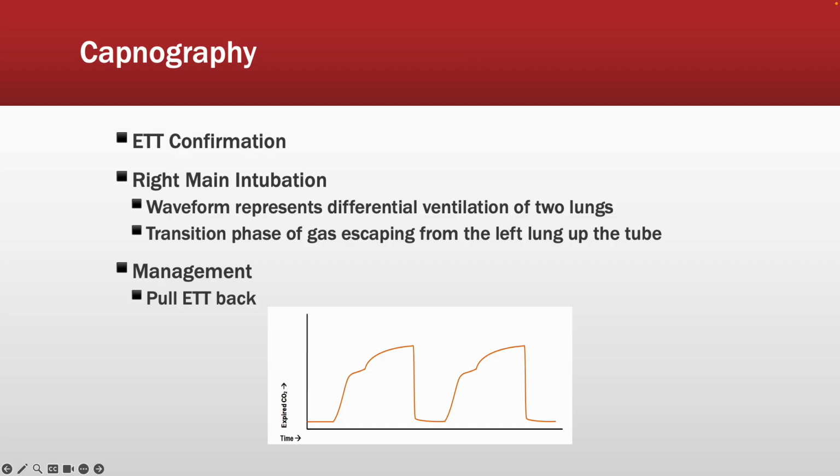So the transition phase of gas escaping from the left lung up the tube, that's the little cleft you'll see. Management is, if we're seeing that, and another thing we'll have at the same time is good lung sounds on the right, but maybe not much at all on the left, what we'll do is deflate the cuff, pull back a couple centimeters, reinflate the cuff, and ventilate again. And that should correct the problem.